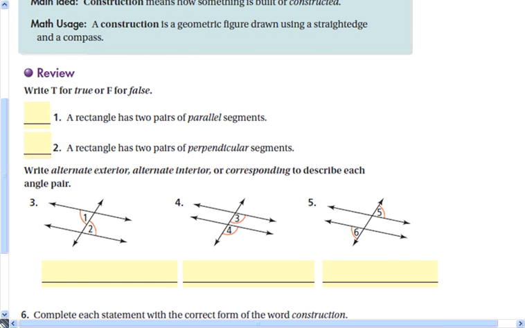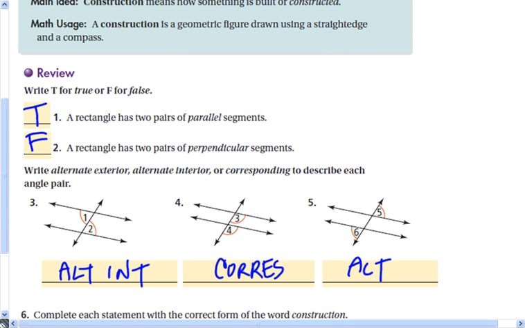Here's the review. A rectangle has two pairs of parallel segments. That's true. A rectangle has two pairs of perpendicular segments. That's false. This pair here, the first pair, is alternate interior angles. The second pair is corresponding. And the last pair is alternate exterior angles.